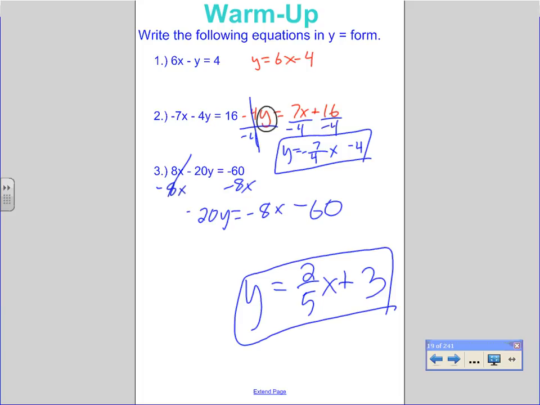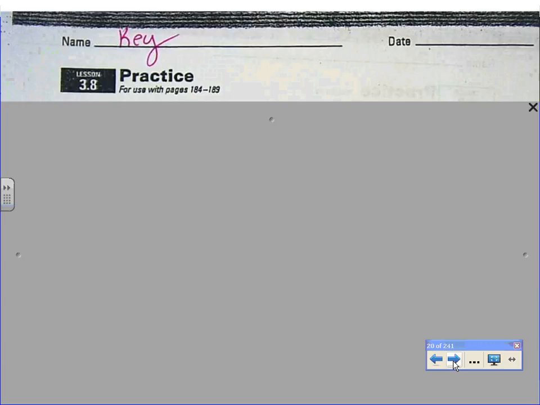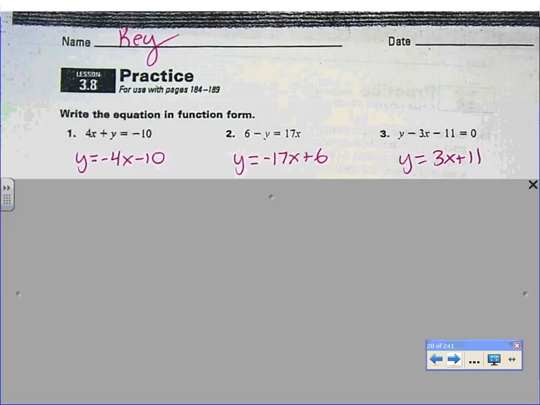Okay, let's go over homework. I'm just going to go around the room. I'm going to ask you because I want to make sure that you guys are getting these right before I move on. Okay, 3.8, Mamta, number 1. Good job. John, number 2. Okay, but what always has to be first? Yeah, mine is just what you want to do, right? That's so annoying, isn't it? -17x plus 6. Number 3, Helene. Good. Y equals 3x plus 11.